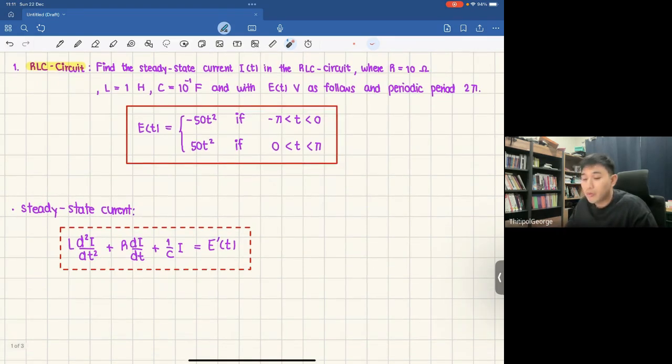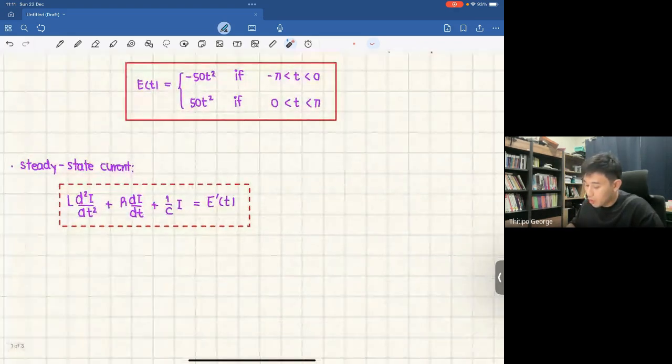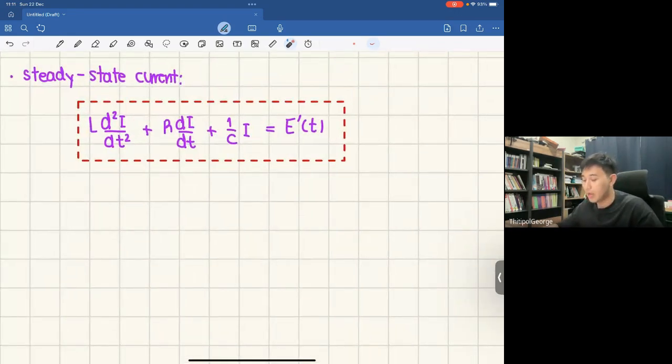So first of all, we need to determine this steady state current, which is the ODE equation. So we get L d squared I by dt squared plus R di by dt, and then plus 1 over C times I, and this one is going to be dE by dt, but let me label it as E prime of t.